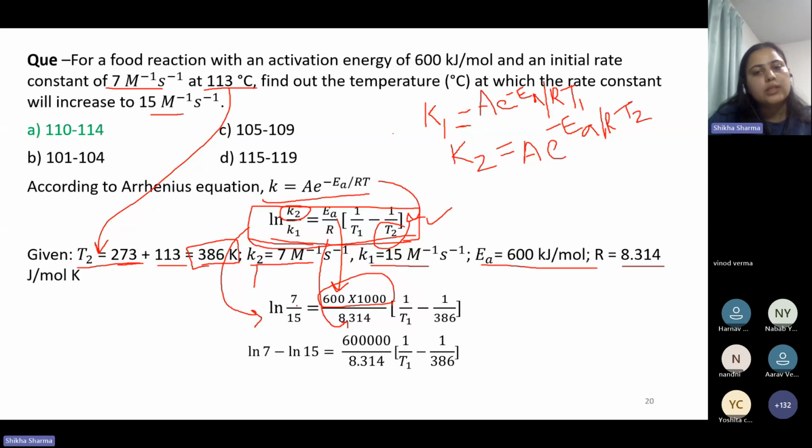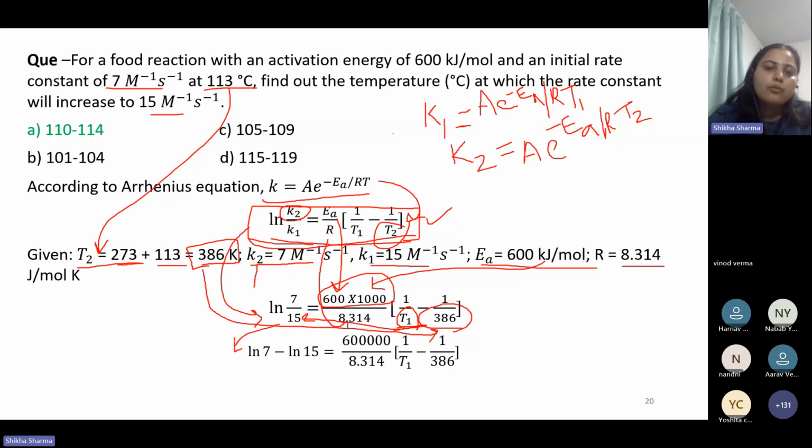So ln K2, which is 7 by 15, which is K1, equals Ea, which is 600 into 1000 because we are converting kilojoule to joule, divided by R, which is 8.314, multiplied by 1 upon T1. T1 we are taking as unknown here, minus 1 upon T2. T2 is 386 Kelvin or 113 degrees Celsius. But in this equation, we will always put Kelvin, not degree Celsius. We have to convert.